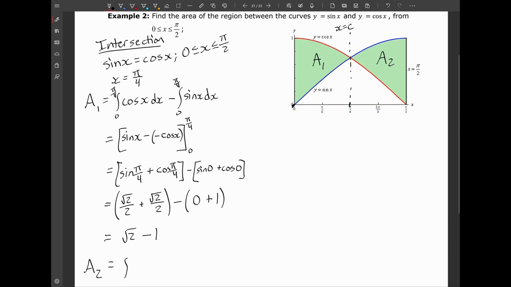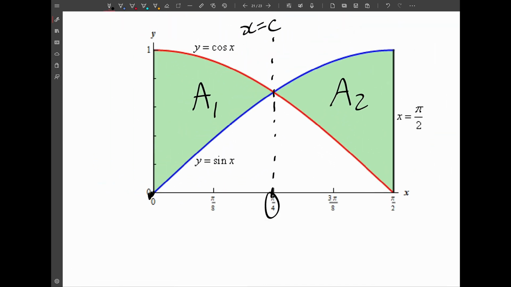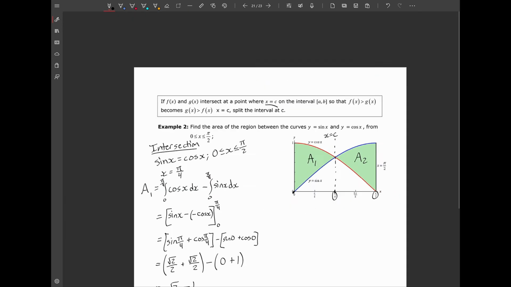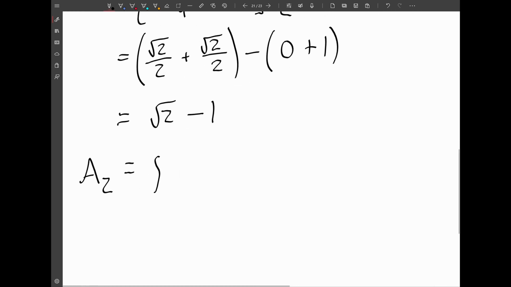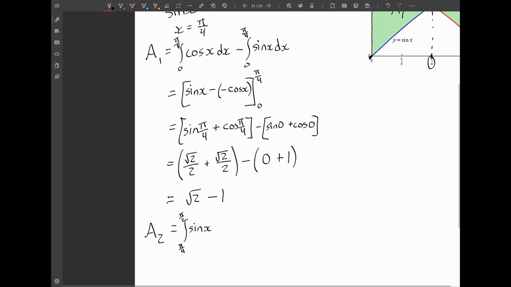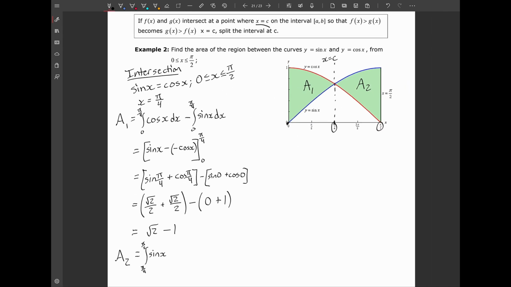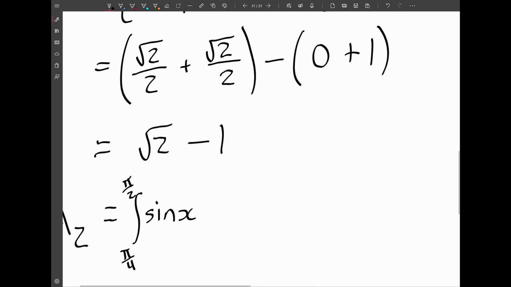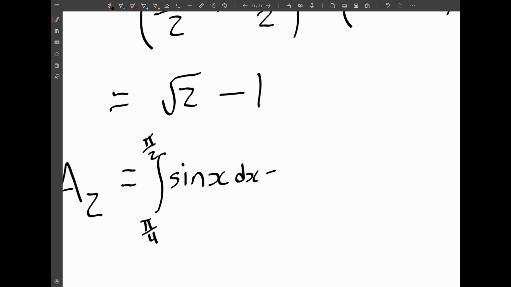So area 2 goes from pi over 4 to pi over 2. And which one is on top has switched. So we're going to be taking from pi over 4 to pi over 2 the integral of sine x. Now sine x is the one that's on top. They've switched, right? Y is equal to sine x. The blue curve is now above. dx minus the integral from pi over 4 to pi over 2 of cosine of x dx.